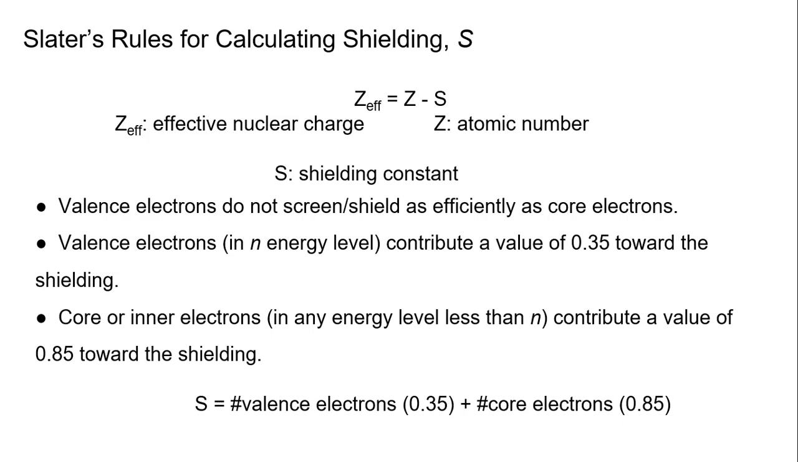So to determine the shielding, you take the valence electrons that you count, and I'll cover this right now, multiply that by 0.35 plus the number of core electrons multiplied by 0.85. This gives you your shielding. You subtract it from the atomic number, and that is your effective nuclear charge. Now, the one thing I want to point out when you're dealing with valence electrons, say you're pinpointing on one of those valence electrons, you do not count that one electron out of all those valence electrons because that's the one you're considering. So you count everything but that one.